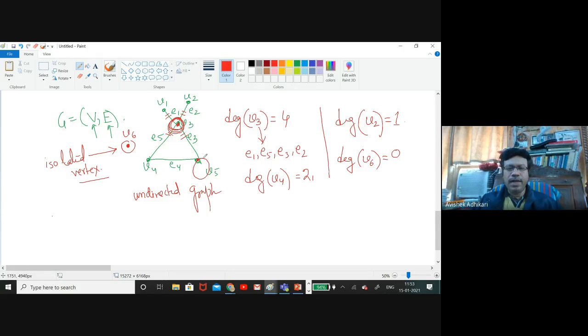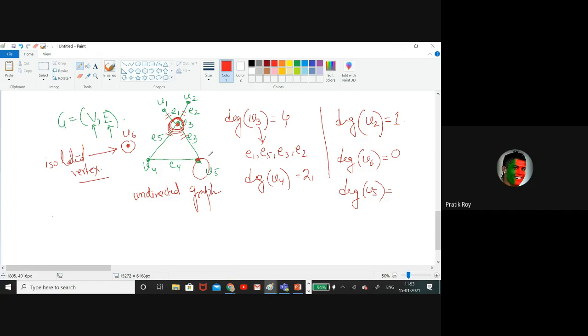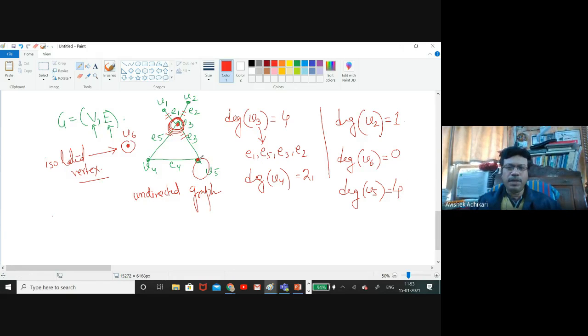Now it may happen that there is a loop here. If I ask you, what is the degree of V5 with this loop? How much will the loop contribute? Yes, the degree is 4. That means this loop contributes 2 to the degree of this vertex. Initially it had 2 edges incident on it, now a loop. Each loop contributes 2 to the degree of the vertex. So initially it was 2, and due to this loop it is an extra 2, so altogether 4. Is it clear to all of you now?